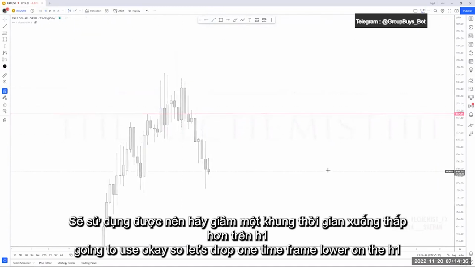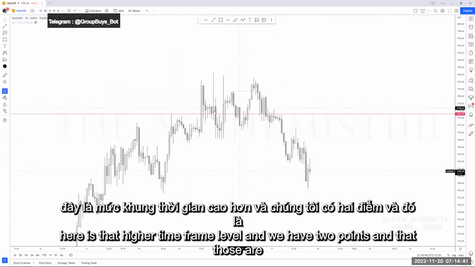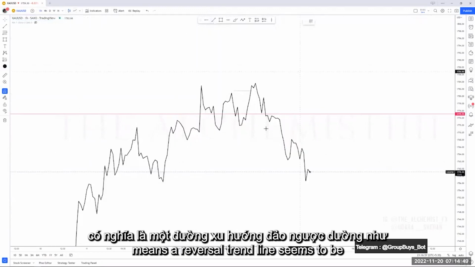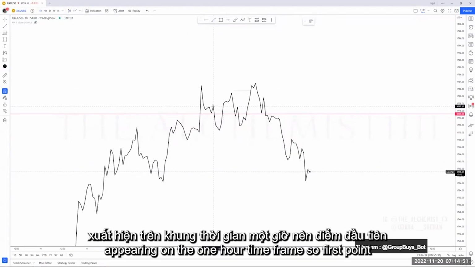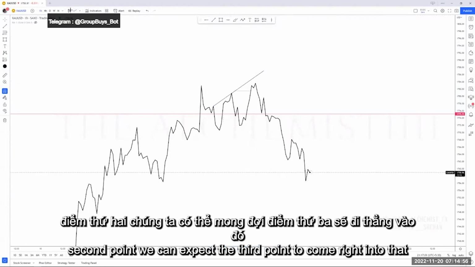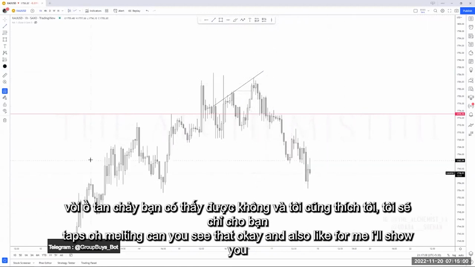Let's drop one time frame lower. On the H1, here is that higher time frame level, and we have two points, and those are engulfing. First point, second point. Can you see it? So a reversal trend line seems to be appearing on the 1 hour time frame. First point, second point, we can expect the third point to come right into that. Taps, oh, melting. Can you see that?